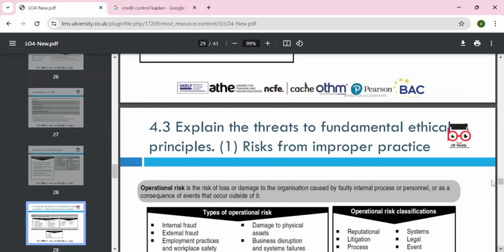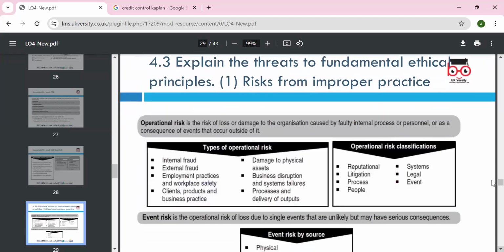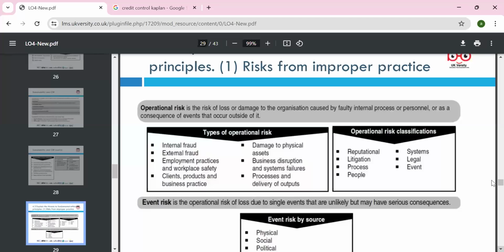We already had a discussion about ethics and operational risk, that is the risk of damage to the organization caused by faulty internal processes. It can lead to consequences even outside. The types of operational risk include internal fraud, external fraud, employment practices, client relationships, recruiting people without a proper recruitment and selection process, business disruption or system failures, and process and delivery outcomes.